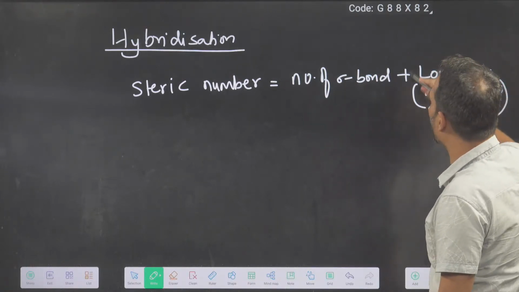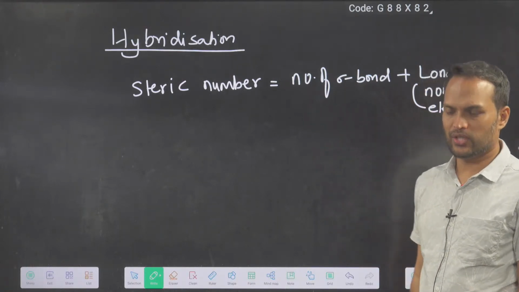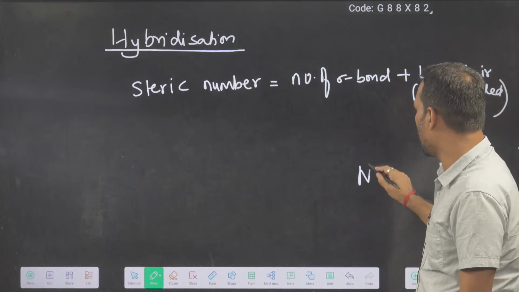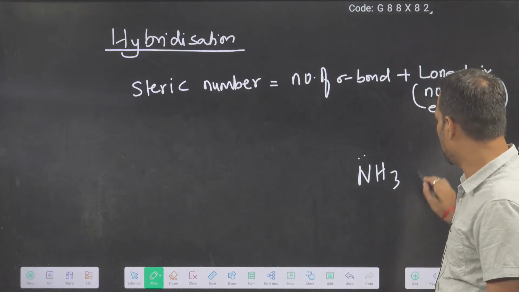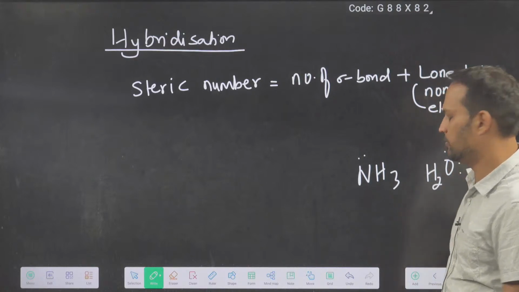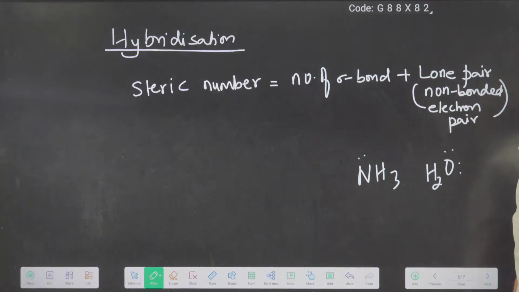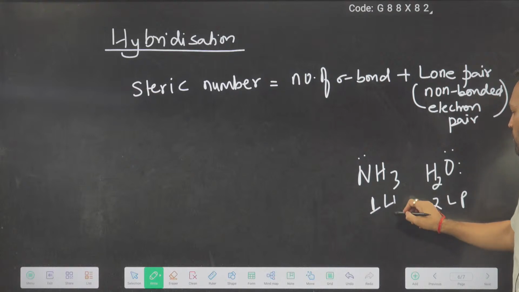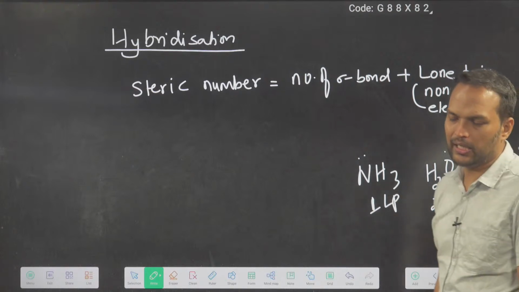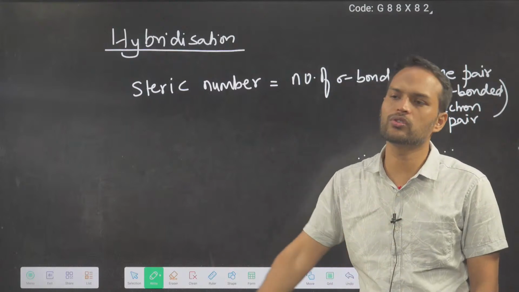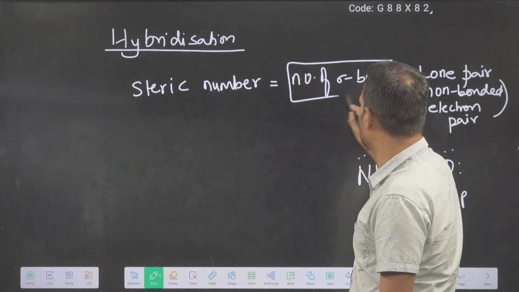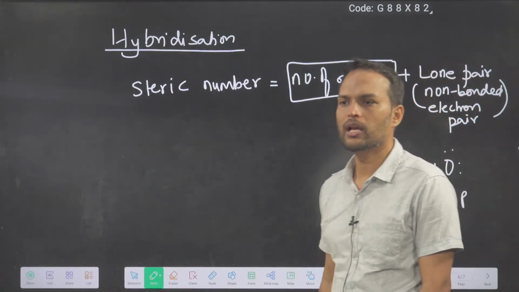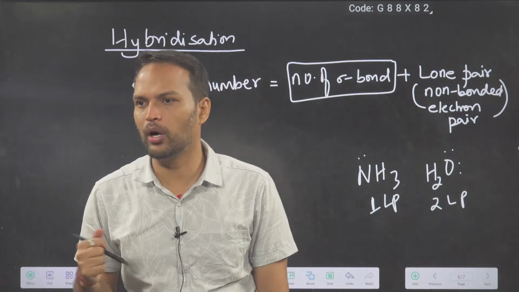Generally, this will be of no use to us now. Generally you draw a diagram like this, ammonia diagram, you put two dots here. These are known as lone pair. You make water, 4 electrons are there, 2 lone pairs. Ammonia, 1 lone pair. But I am telling you, this lone pair is of no use now. So we will deal now only with sigma bond. And you know how to count sigma and pi bond.